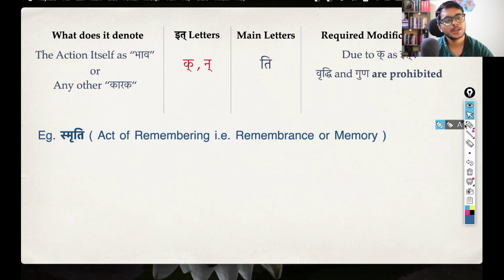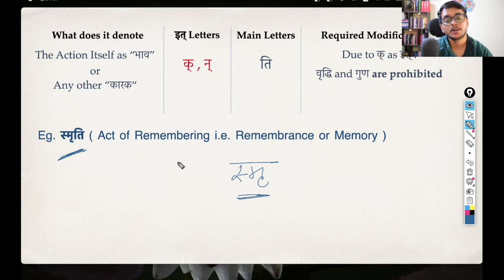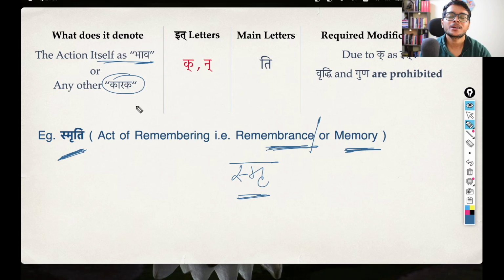Now let us move on and take another example, Smriti. Smriti is coming from, you can already guess, Smri Dhatu. Smri Dhatu means to remember. So Smriti means act of remembering. So this remembrance is conveying this bhava. And memory is like the means through which we remember, right? It is like a storage house. So that is a tool through which we remember. So this memory is kind of giving this karanakaraka flavor.